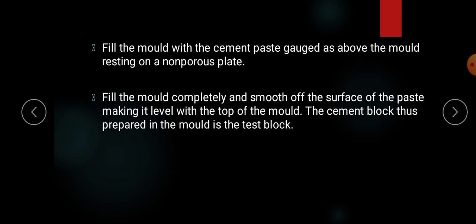Fill the mold with the cement paste gauged as above, the mold resting on a non-porous plate. Fill the mold completely and smooth off the surface of the paste, making it level with the top of the mold. The cement block thus prepared in the mold is the test block.